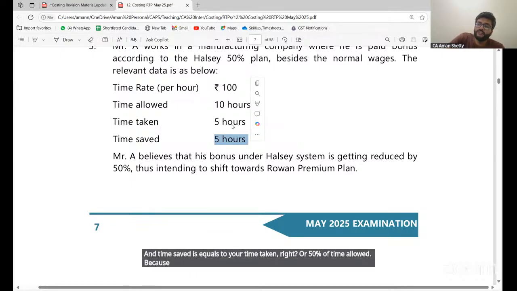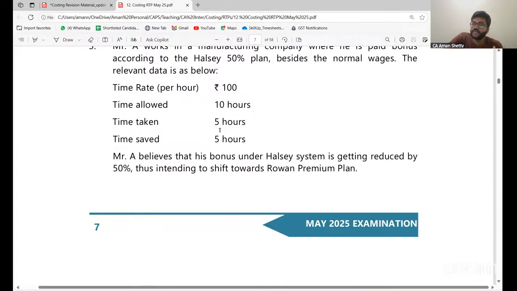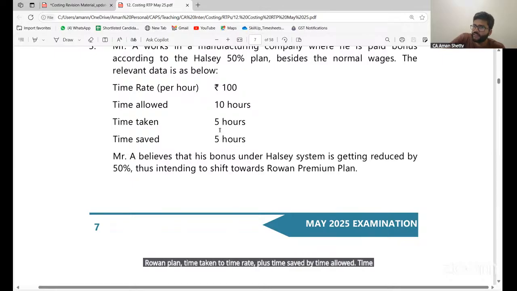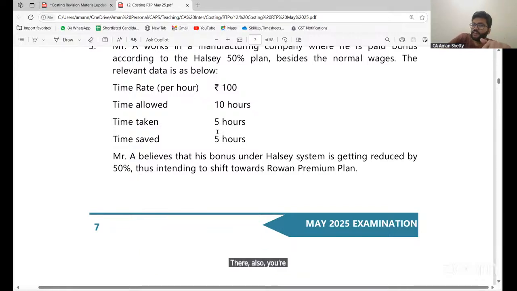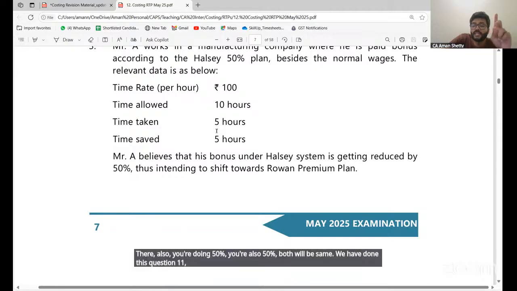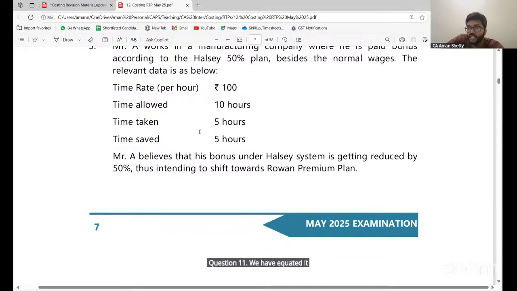Because what is the formula for this? Rowan plan: time taken into time rate plus time saved by time allowed. Time saved is 50% of time allowed under Halsey, there also you are doing 50%, here also 50%. Both will be same. We have done this question 11, I think, of your CAPS material. We have equated it and done the derivation where it is equal. So you should remember all that. That should strike you when you see this immediately.